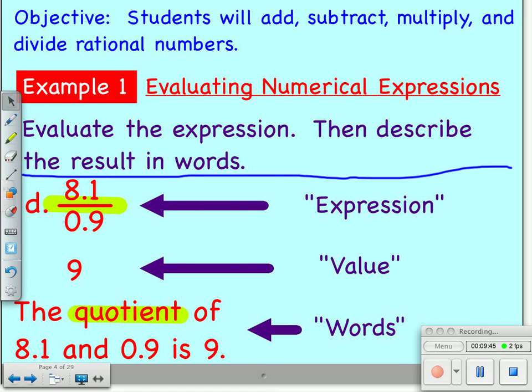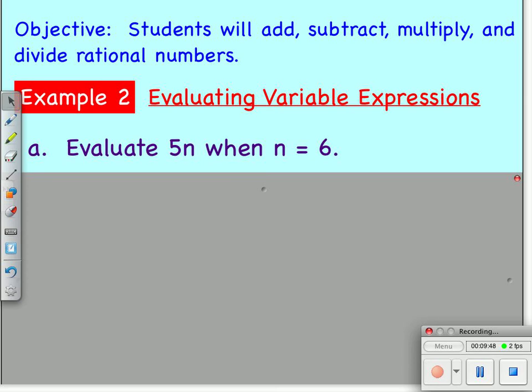Now moving on to example 2. Again, it's the same objective throughout the whole lesson, so you never have to write the objective again. You only write it once at the top of your page. But now what you can write under where you wrote letter D, all that information, now you can write example 2, evaluating variable expressions. And you can also go ahead and write letter A, evaluate 5n when n equals 6. I will go ahead and wait for you to write that. You can press pause on the video and write that first.